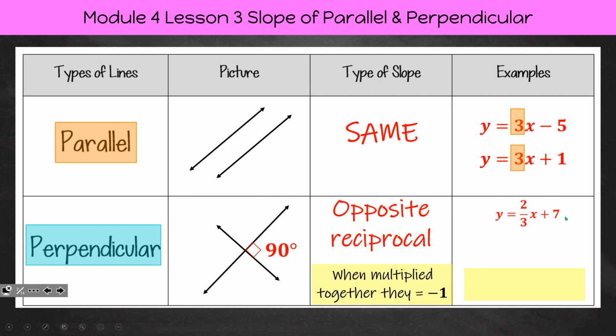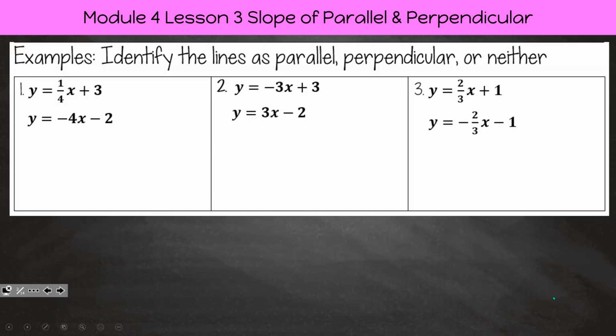What that looks like in an equation is y is equal to 2/3 x plus 7, and y is equal to -3/2 x plus 2. See here how this is positive and now it's negative? This is 2/3 and now it's 3/2. Those are reciprocals. Okay, when I multiply -3/2 times 2/3, I get -6 divided by 6, which is -1.